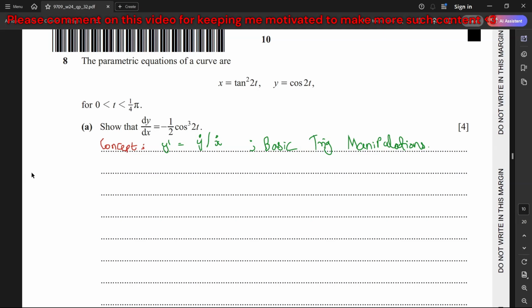Now for question 8, in part A, we are given the parametric equations for the curve: x is equal to tan squared 2t and y is equal to cos 2t. And the value of t is lying in between 0 to pi by 4. And we are asked to show that dy dx is equal to minus half cos cube 2t.